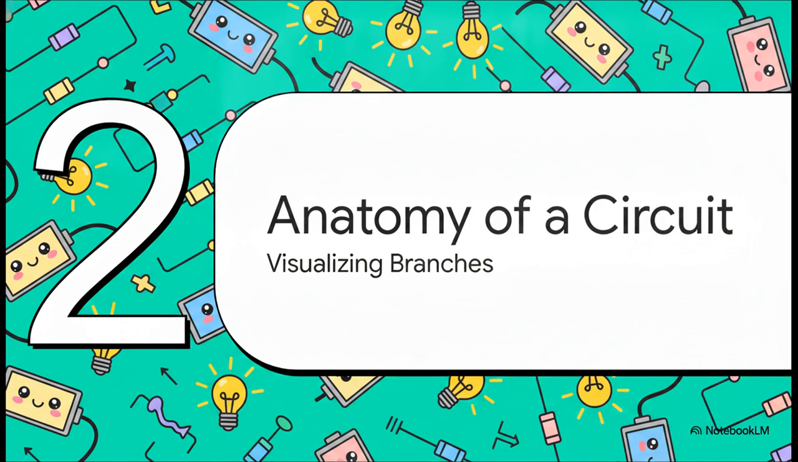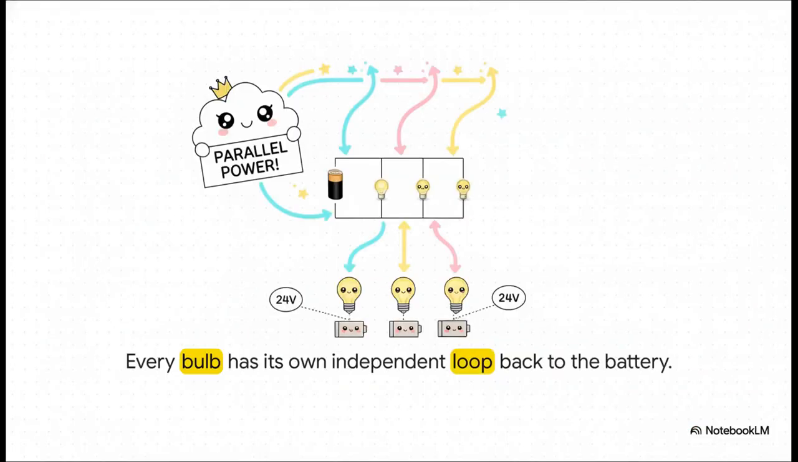Moving right along to Section 2, Anatomy of a Parallel Circuit. Now take a look at how this is laid out. Notice how every single bulb has its very own independent, complete loop going right back to the battery. If you trace the line from the battery, you'll see the path actually splits. One path goes to the first bulb and back, another goes to the second, and a third goes to the third. If that battery supplies, say, 24 volts, every single one of those bulbs is tapping directly into that main power line, no sharing required.